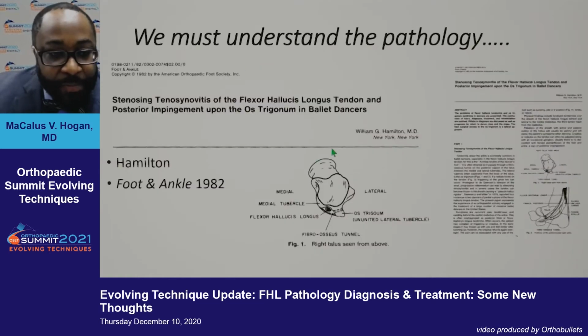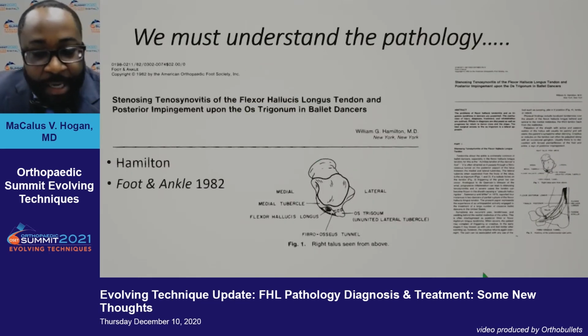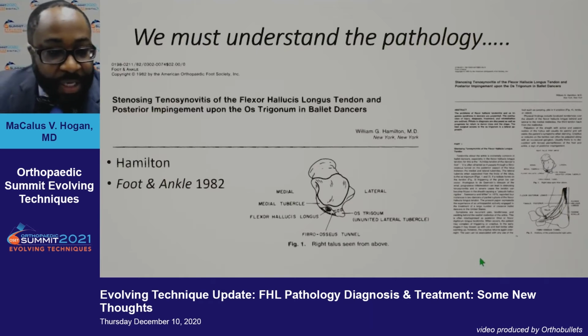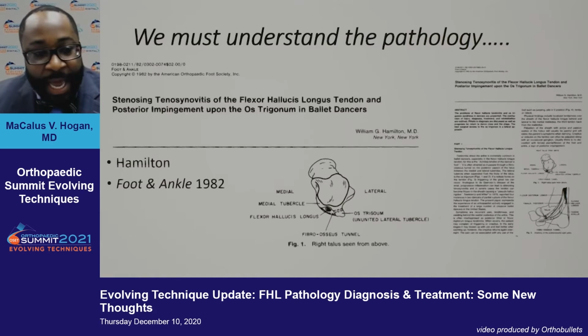And so the big key is understanding the pathology. And to one of my mentors, obviously, Bill Hamilton has mentored a number of us and been a great colleague to a number of us. And this study from 1982, foot and ankle, really still speaks to this day.